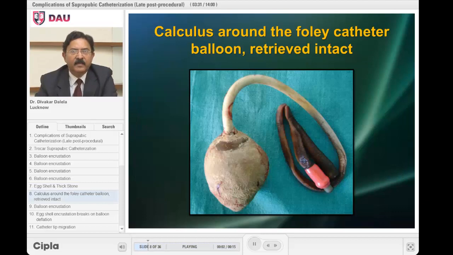See, you can have something like that. And there's a picture from internet. And if you have something like this, you have to probably operate on this patient and only then can you remove the entire catheter with the inflated balloon.